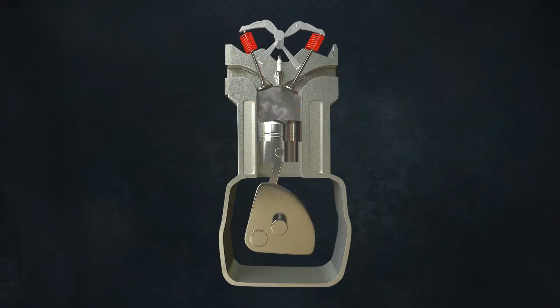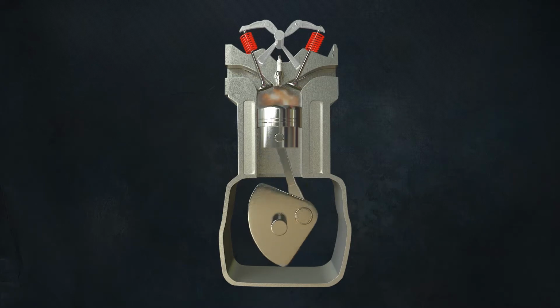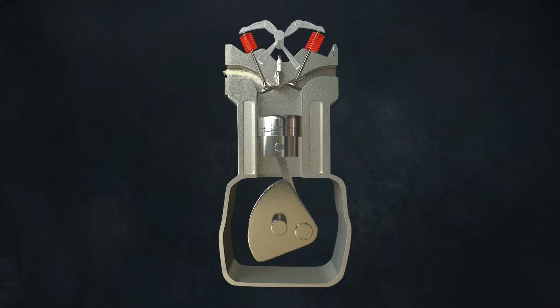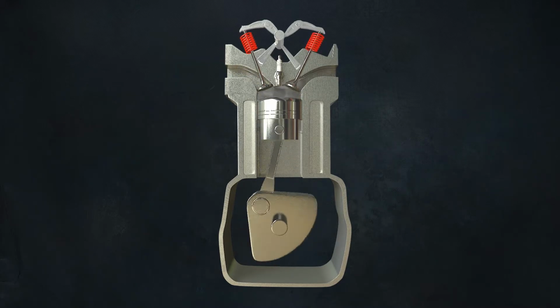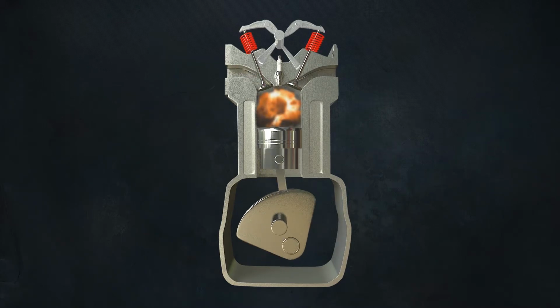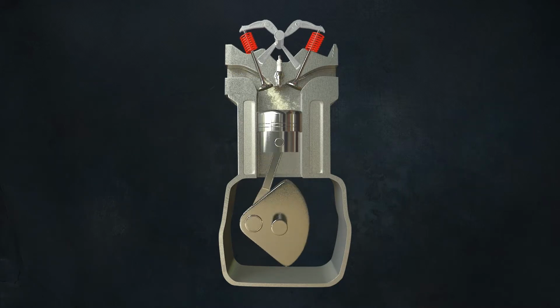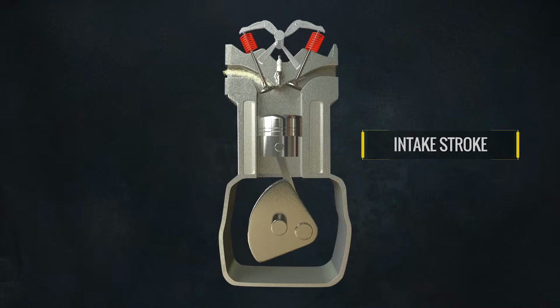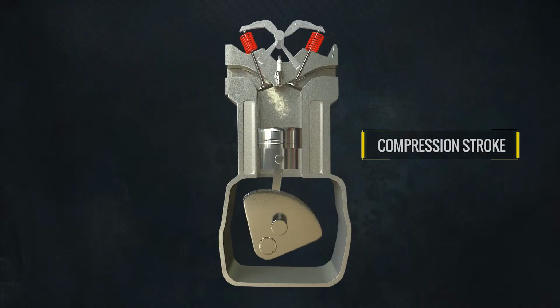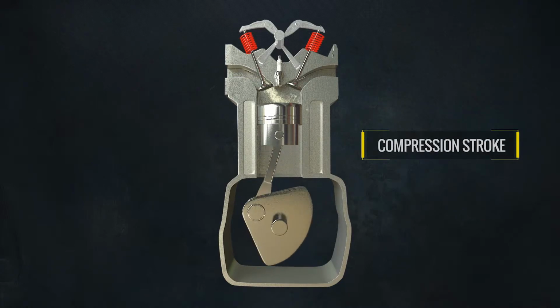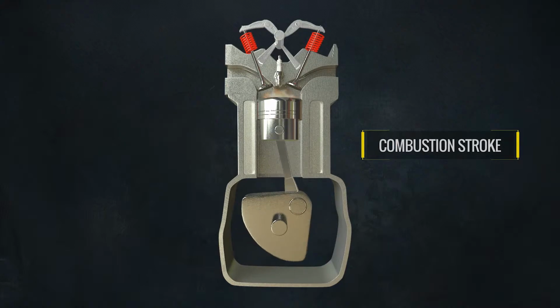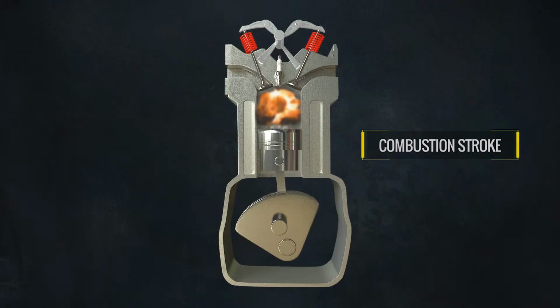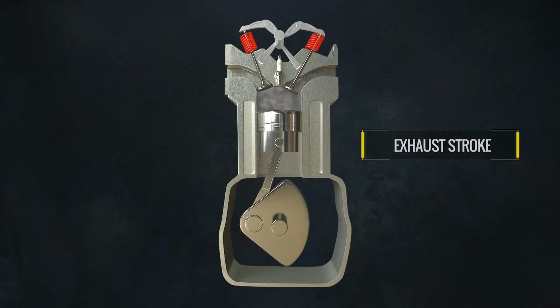Let's now see the working of a four-stroke engine. Four-stroke petrol engine uses a cycle of four strokes and petrol as the fuel. The strokes are mainly classified as intake stroke, compression stroke, combustion stroke, also called power stroke, and exhaust stroke.